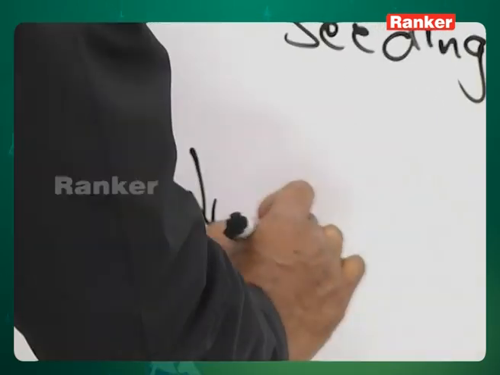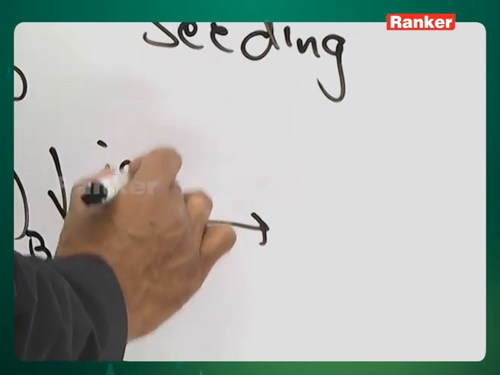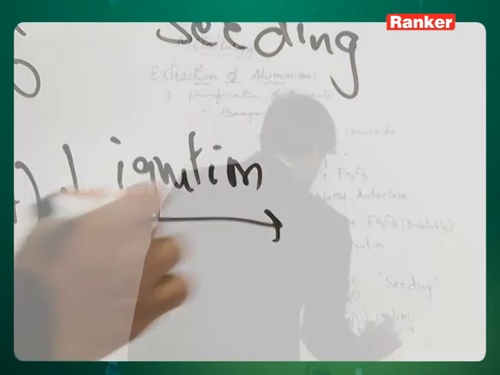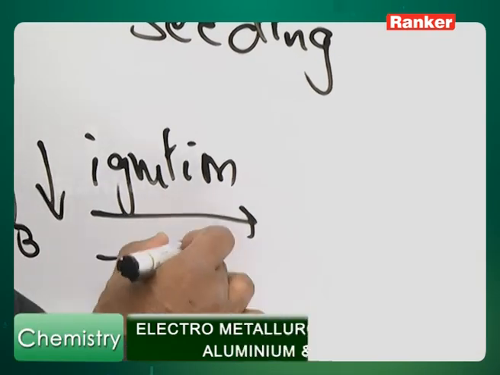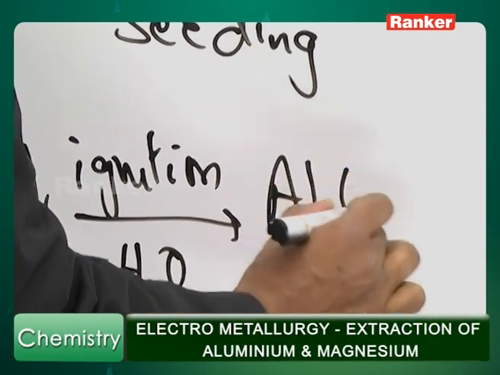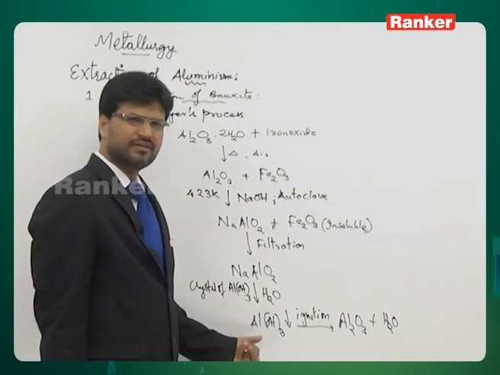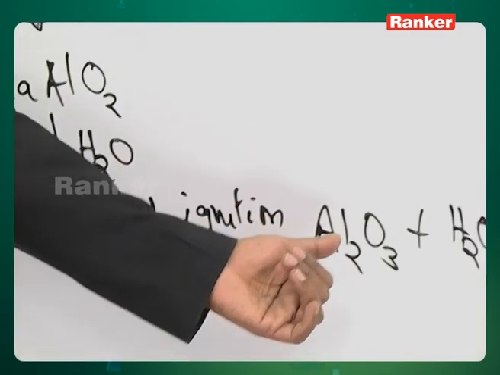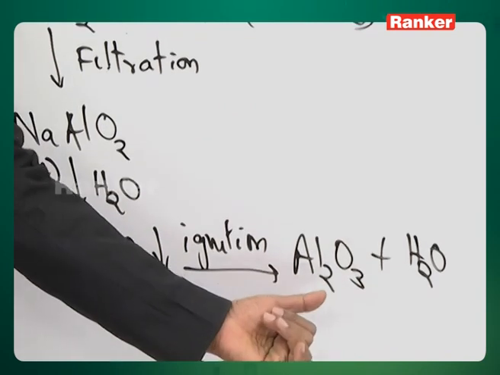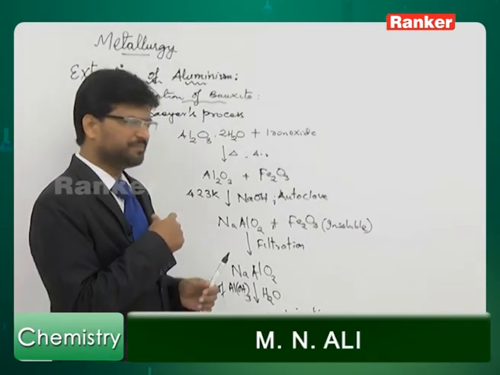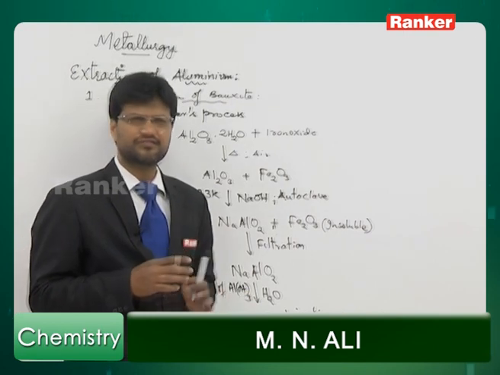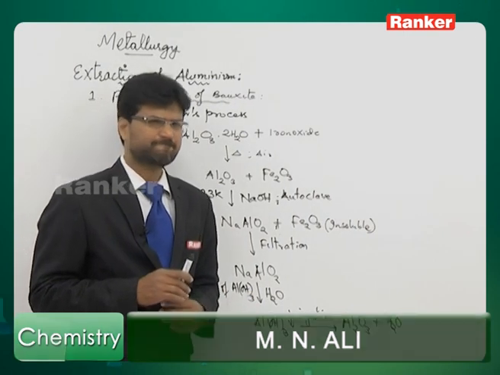Then this is subjected to ignition, sudden heating to high temperature. Then it will lose water. So ignition of Al(OH)3 gives Al2O3. It will lose water. In this way, you get Al2O3 free from iron oxide impurities. This is Bayer's process of concentration or purification of bauxite.